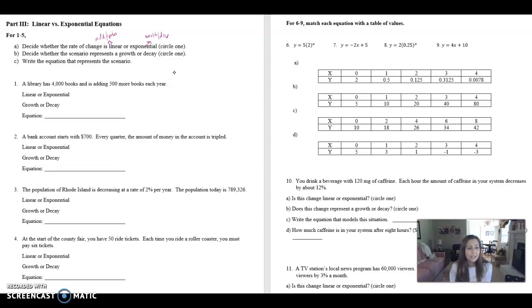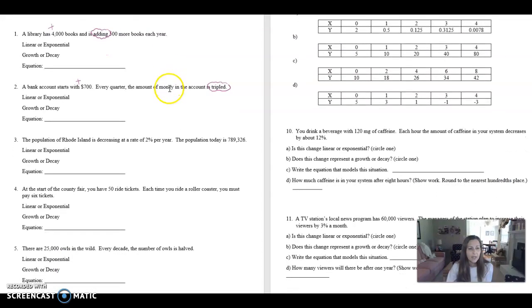A library has 4,000 books. These are positive, and they are adding 500 more each year. Those would be your keywords. A bank account starts with $700. For every quarter, the amount is triple. That would be your keyword.